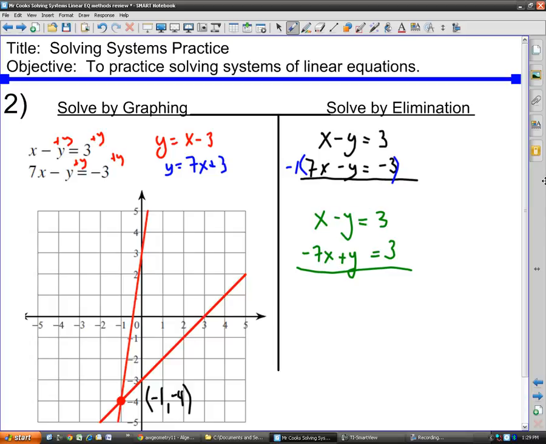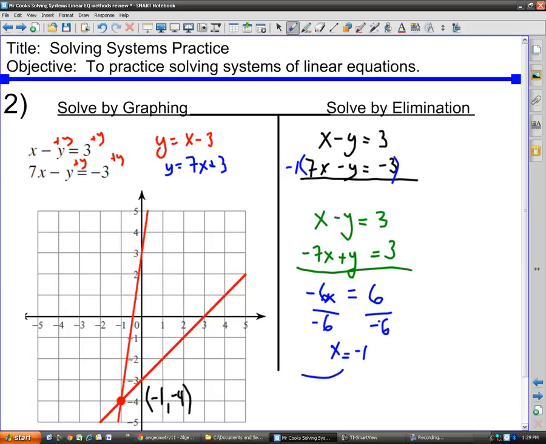Now if I add straight down, I get -6x. The y's cancel each other out, and that equals 6. So now if I solve algebraically by dividing by -6, x will come out to be -1, which we already knew from over here. You can see it. It's right there.